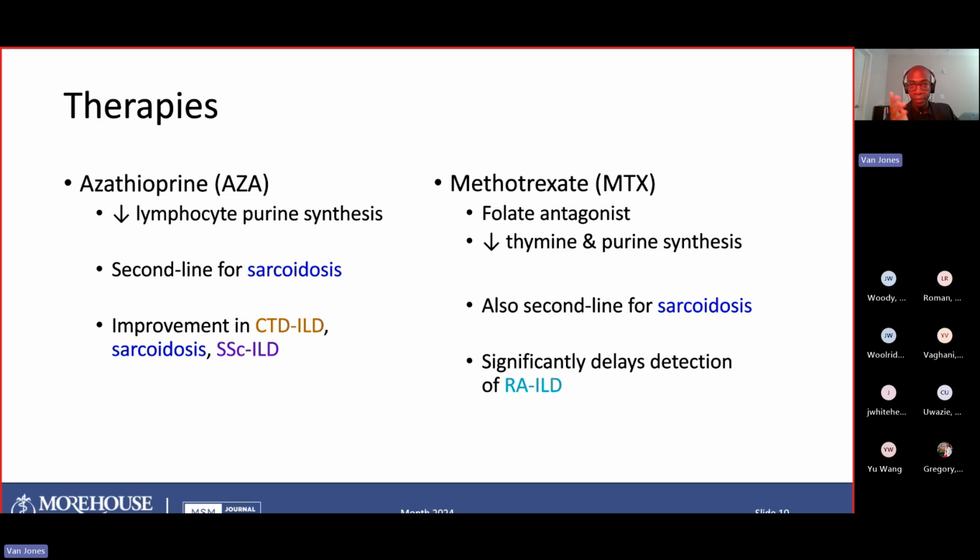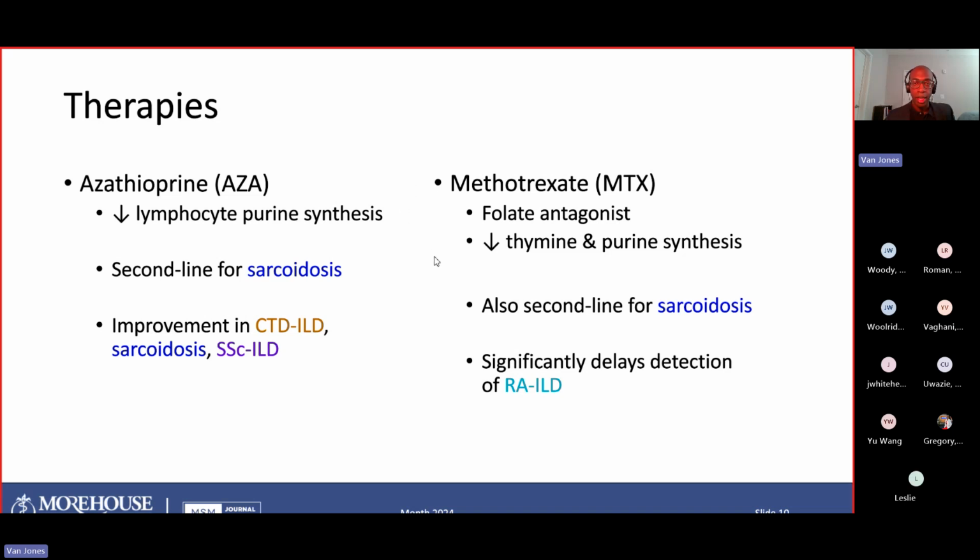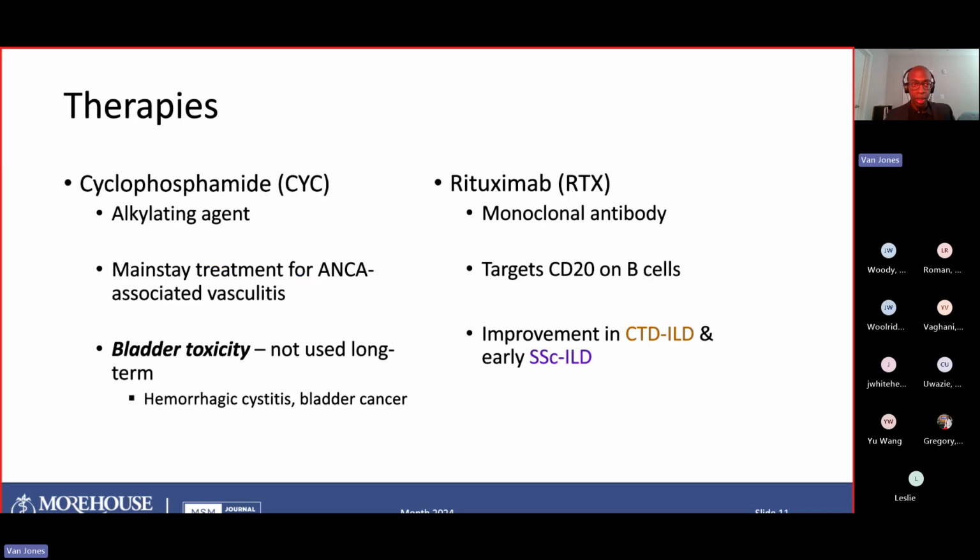But as an antifolate, methotrexate decreases the synthesis of purines and thymine, and it's very effective in stopping the growth of rapidly proliferating tissues like lymphocytes. Also, second line for sarcoidosis, delays the detection of rheumatoid arthritis-related ILDs.